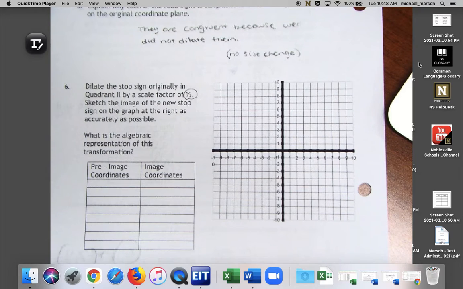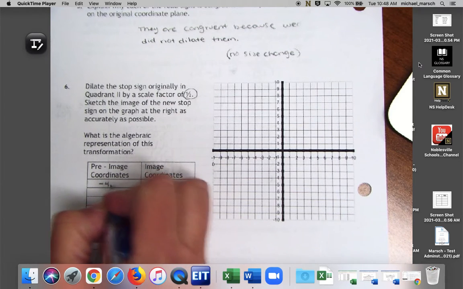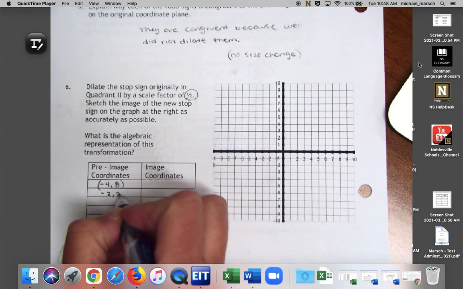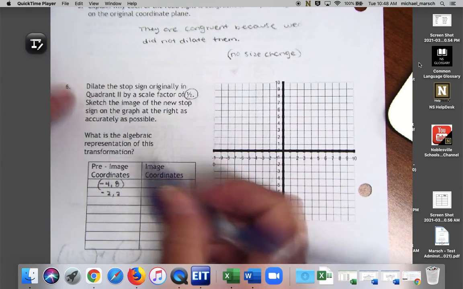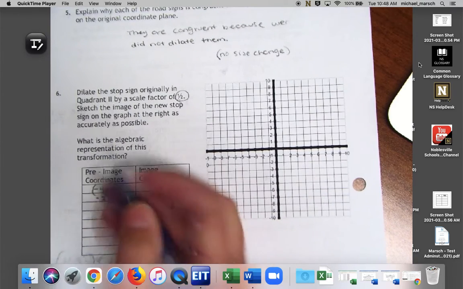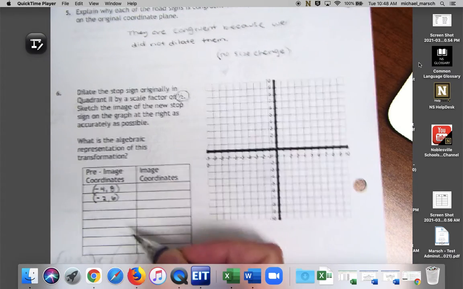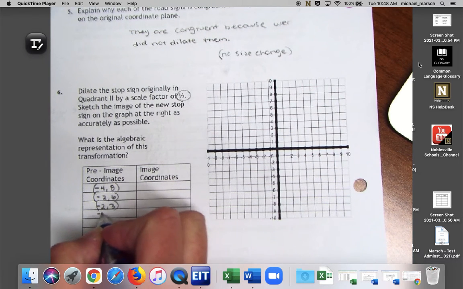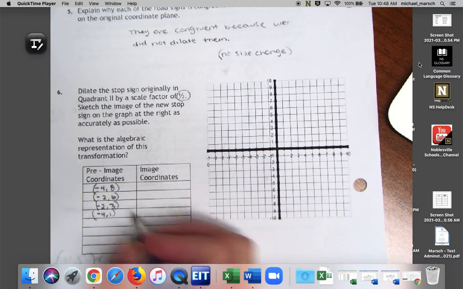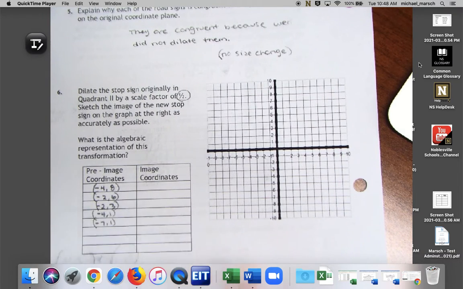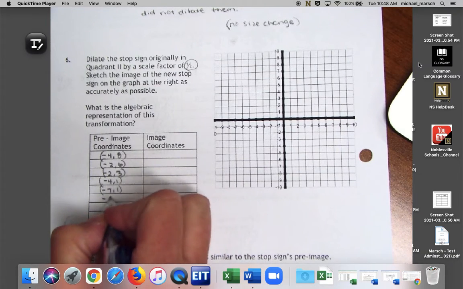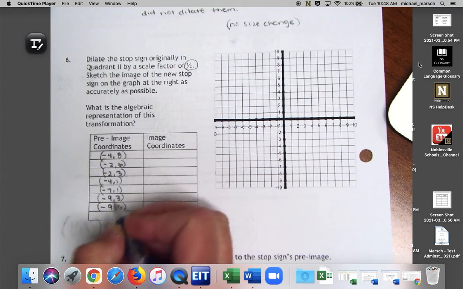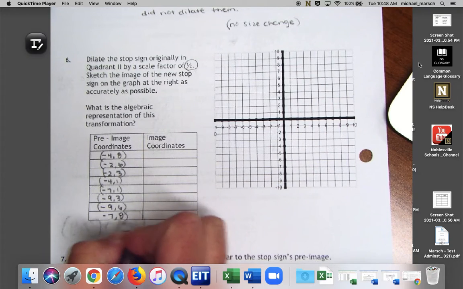Okay, so let's go ahead and refresh our memories what these coordinates were. -4, 8. These are the pre-image coordinates because they said to go to the original quadrant 2. -2, 6. -2, 3. -4, 1. -7, 1. -9, 3, -9, 6, and -7, 8.